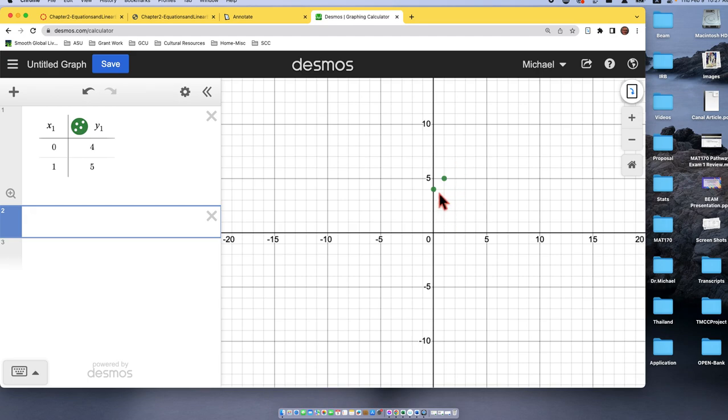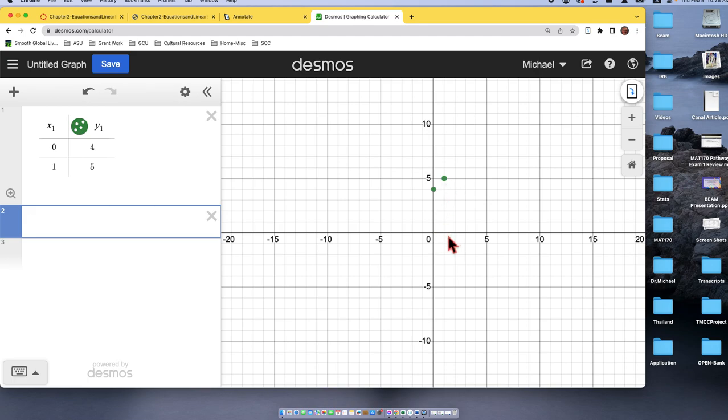So let's think of this. Where is this first point, 0, 4? What do we call the location of where that point is at on a graph? What do we call these two main lines? The y-axis and the x-axis, yeah. So it is actually on the y-axis. Good. So this point (0, 4) is on the y-axis. Notice x is 0, y is 4.